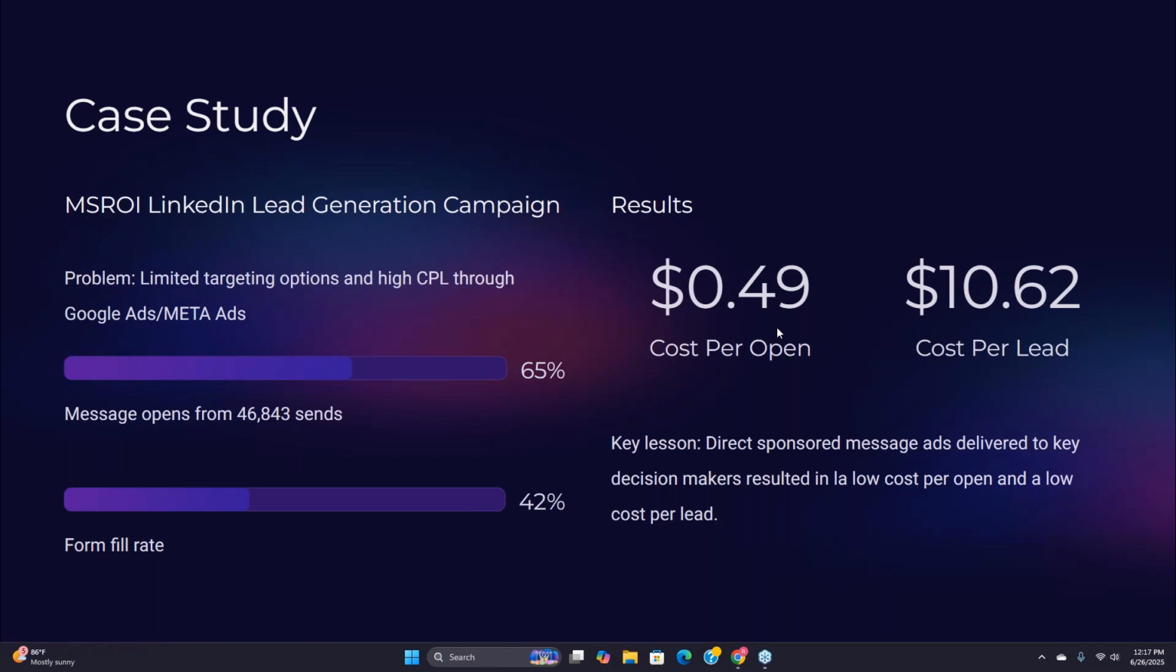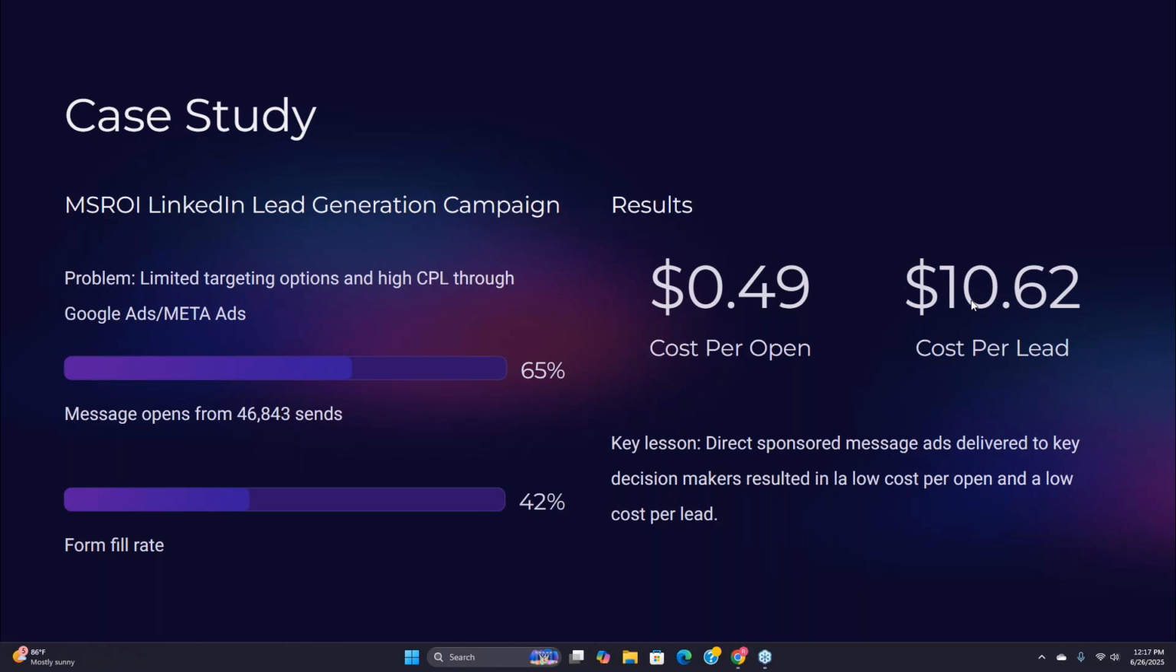LinkedIn, the case is, exactly who's getting these messages. These are the decision makers. These are the owners, the CEOs, the project managers. These are the decision makers for these businesses. And we're paying roughly 49 cents for someone to open and look at that message. It's just great. Cost per lead.